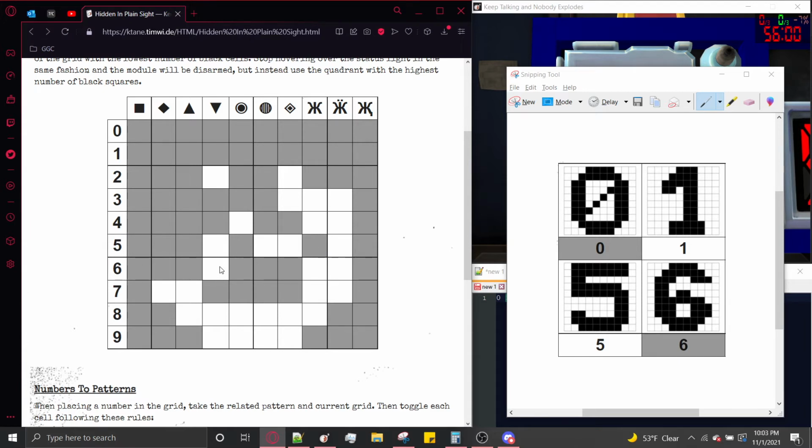The next row is the first 3 and the last 3. And then the same thing for the next row.